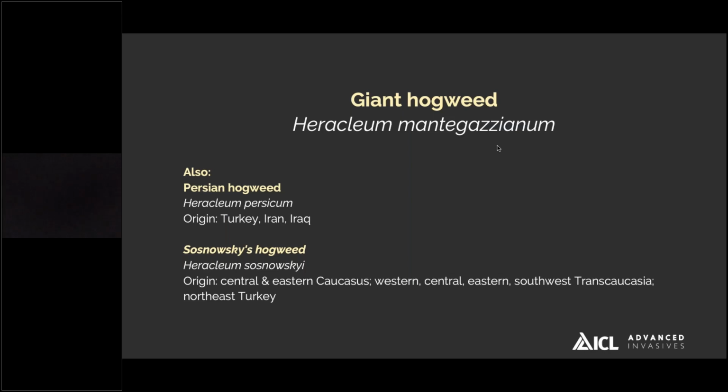In terms of other species, the management of the seed bank is fundamental. Giant hogweed is another really good example of this. Giant hogweed is also a complex of species. It's by far the most common of them. So you've also got Persian hogweed and Sosnowski's hogweed as well. But in terms of their overall management, we're looking at seed bank depletion, so getting rid of the seed bank in order that you can locally remove the population.